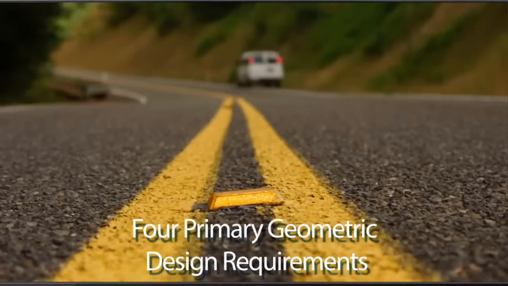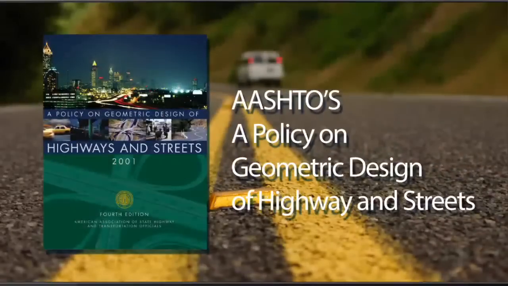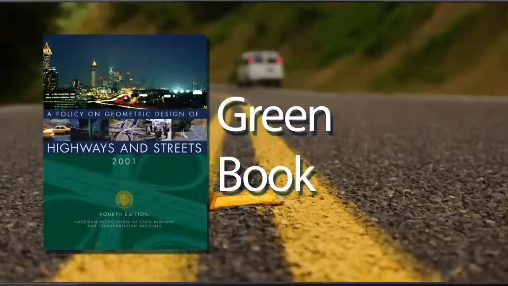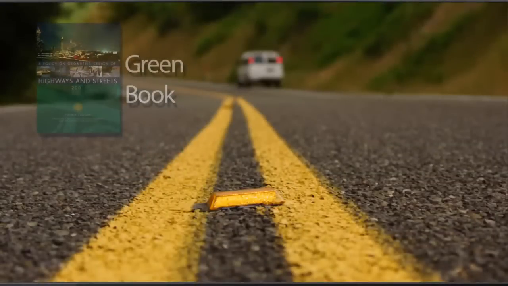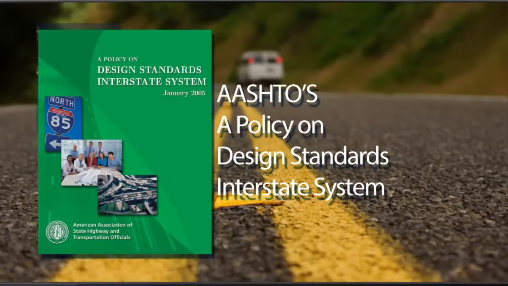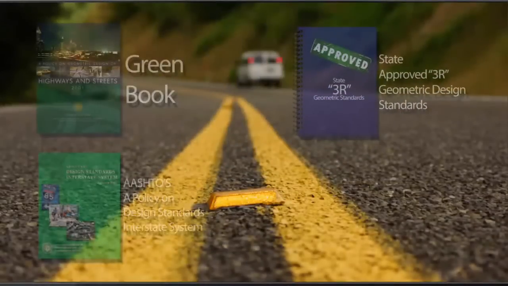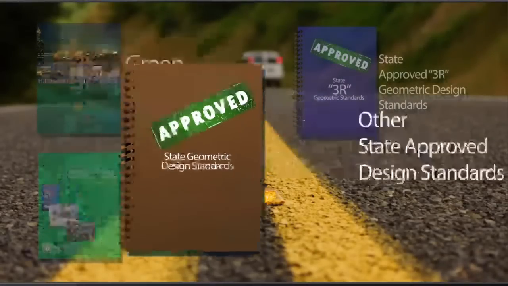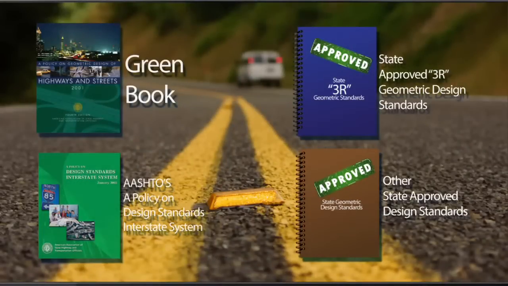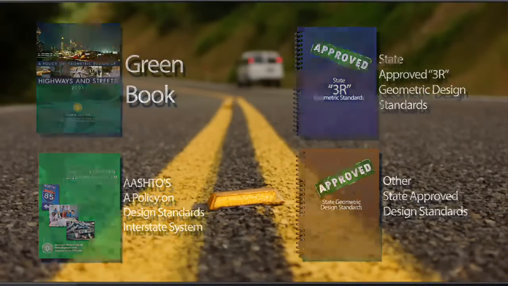The 4 primary geometric design requirements that may apply to your highway project are AASHTO's A Policy on Geometric Design of Highways and Streets, commonly referred to as the Green Book. The Green Book is maintained by an organization of state government transportation officials known as the American Association of State Highway and Transportation Officials, or AASHTO. AASHTO's A Policy on Design Standards, Interstate System. Your state's approved 3R geometric design standards. Other state-approved design standards.